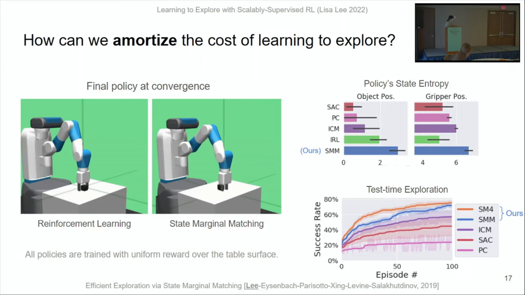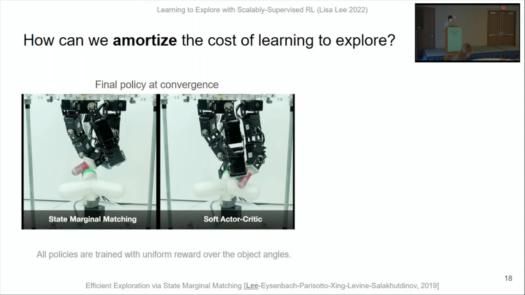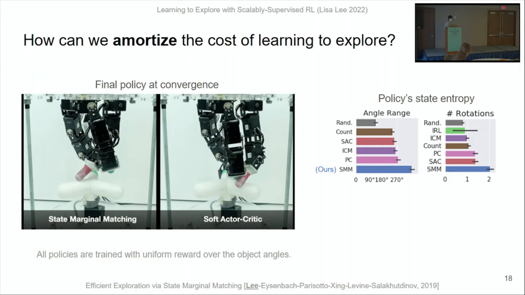We also ran experiments on a real robot with 9 degrees of freedom, and again found that the state entropy reward helps the policy attain a wider coverage of states, even in real-world settings.